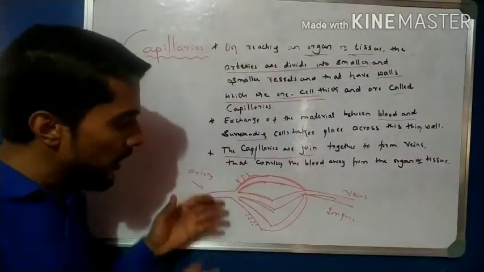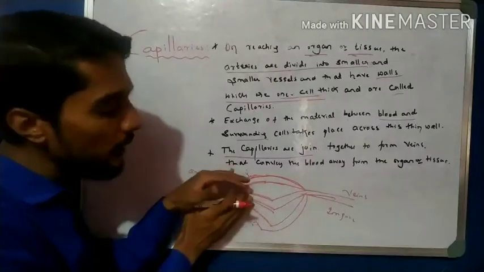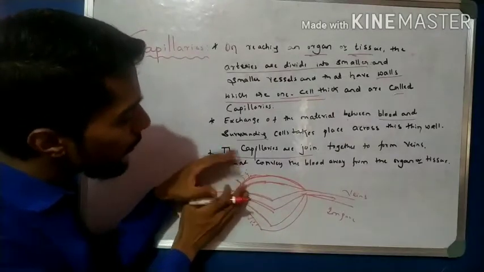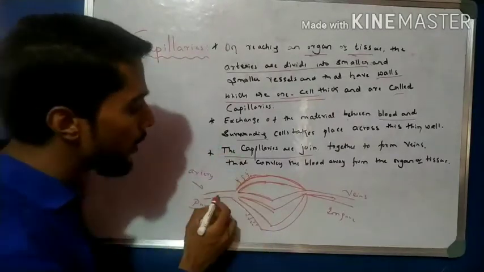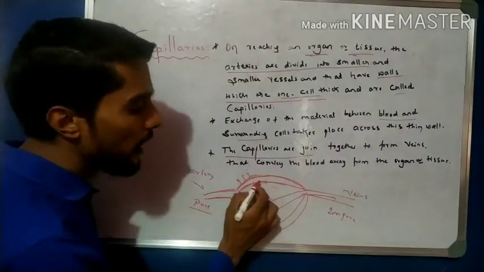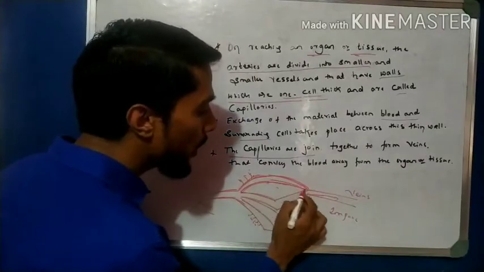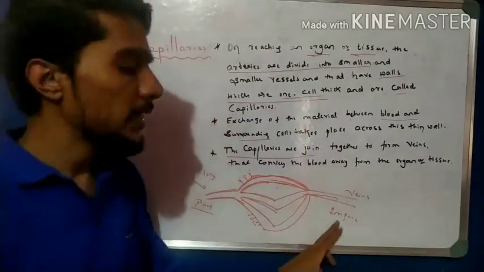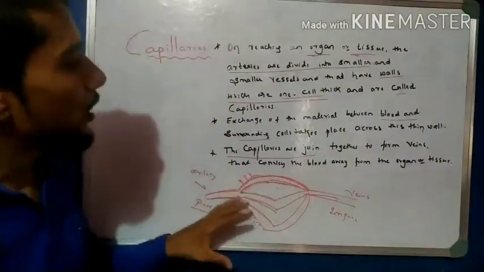So the arteries spread into the capillaries, right? They spread into capillaries. That is, one artery divides into smaller and smaller units, and then all the capillaries join together, they form the veins, and they carry the impure blood. So that is, students, what we have about the capillaries.